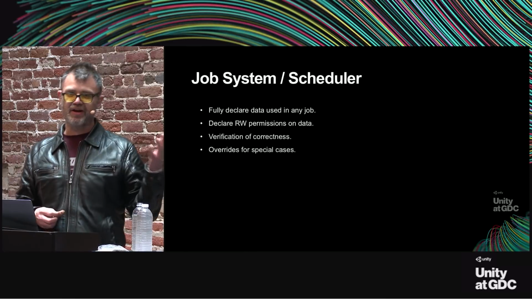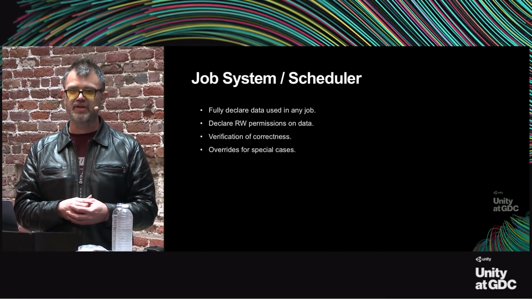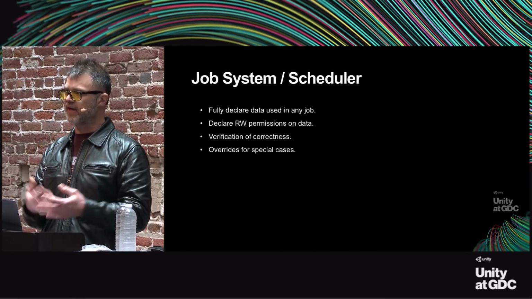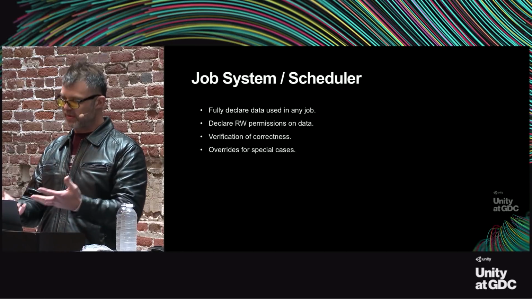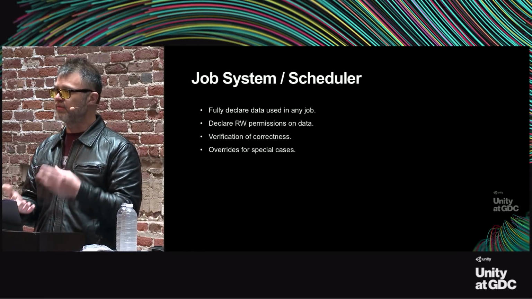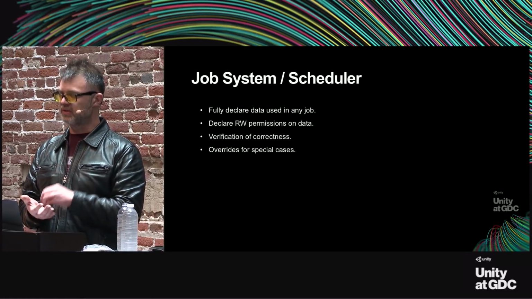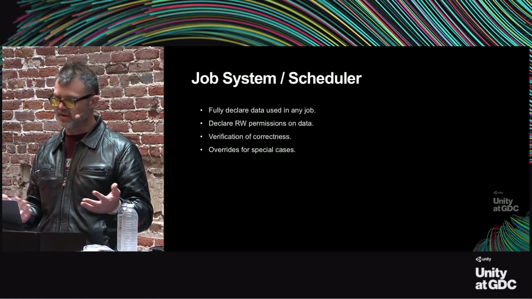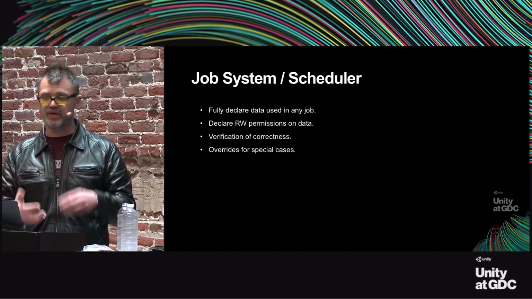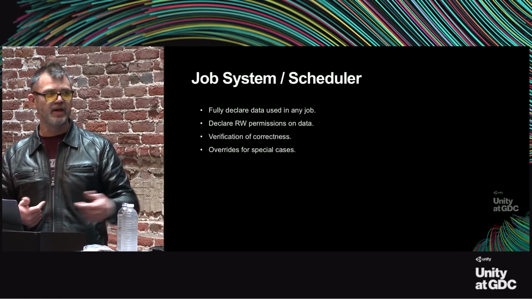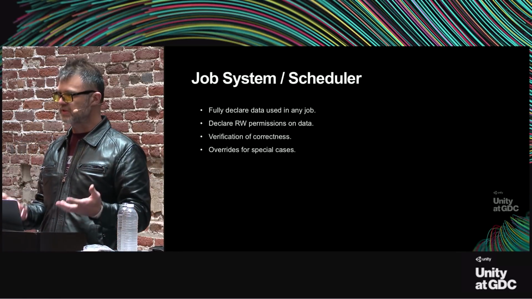However, we understand that not every case is general, right? We understand that sometimes you have a very specific algorithm that you know is correct. You know that there are no race conditions, that there's nothing in which the data is sliced in such a way that two things cannot possibly write over each other in multiple threads, whatever. You know that, we can't know that. So we do allow overrides for those specific special cases.